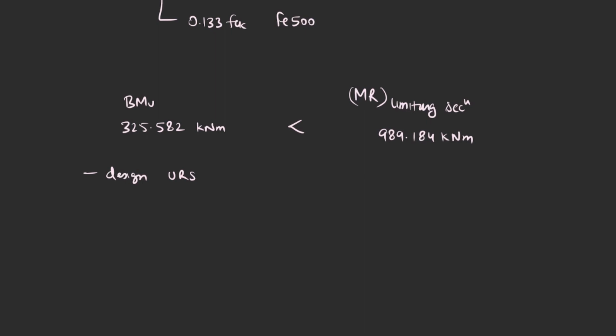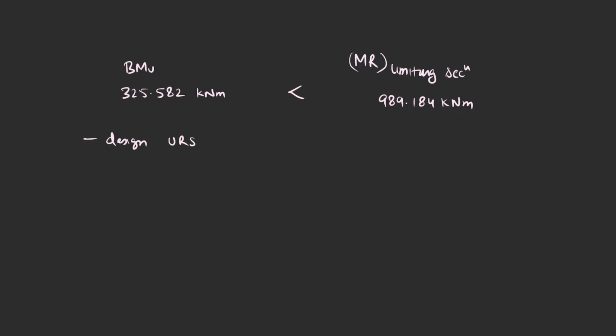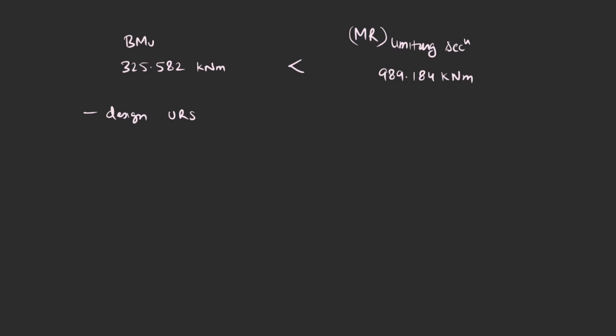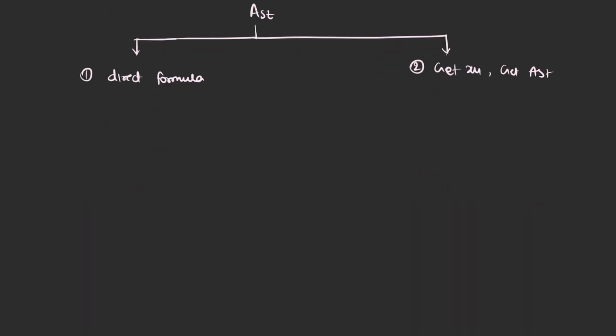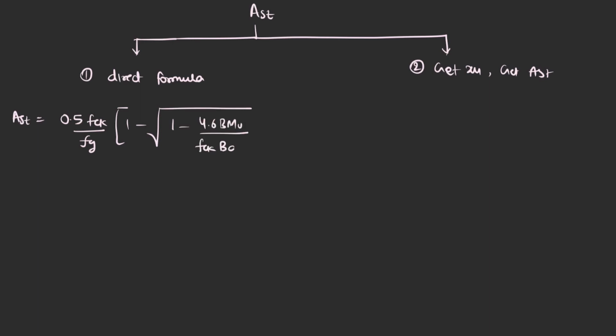which can be found using two methods. One is the direct formula and the second is the sequential method, in which you have to find XU and then find the AST. First is the direct formula and second is the sequential method. Now we are going to find it through the direct formula, which is AST equal to 0.5 FCK by Fy, (1 minus under root 1 minus 4.6 BMU upon FCK BD square) into B into D.